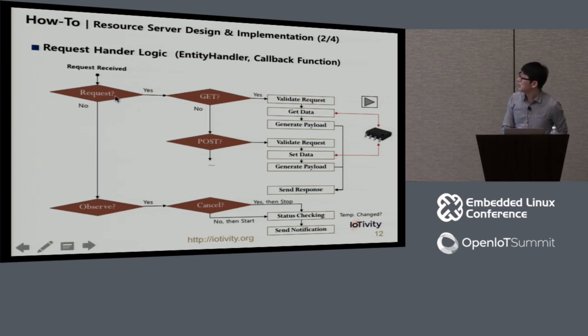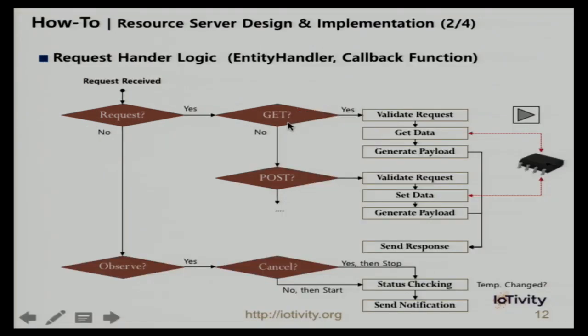So whenever you distinguish that this is a request type, you will need to find out what kind of request type it is. If it's GET, then it's a monitoring request, meaning the client wants to have that data. If it's POST, that means the client wants to change the data. So once you get the request, you have to validate the request, meaning when you send a GET request, you could put a query inside the request.